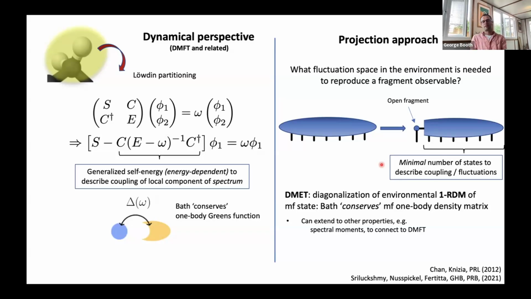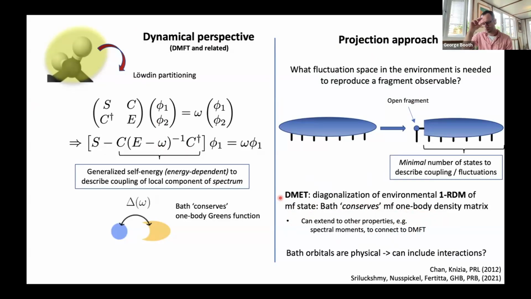It's a very general framework, and you can actually extend it to other properties as well. You can extend it, for example, to spectral moments in order to conserve higher energy expectation values over the fragments. And actually, in that way, you can rigorously connect this approach. You can have a hierarchy of bath states which directly extends all the way and straddles these two perspectives. So you can get back to DMFT from this density matrix embedding theory perspective by increasing this bath size.